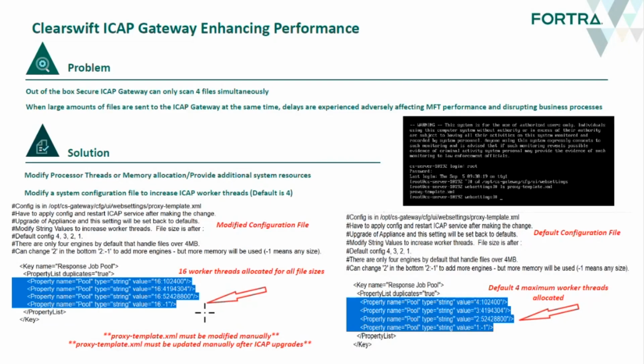Now we can increase that in scenarios where you may have more than 4 files at any given instance that need to be scanned, and you're trying to optimize your system performance. And so therefore, maybe some delays are experienced when you're using a default configuration. So this is the problem that we're solving by modifying this configuration file.